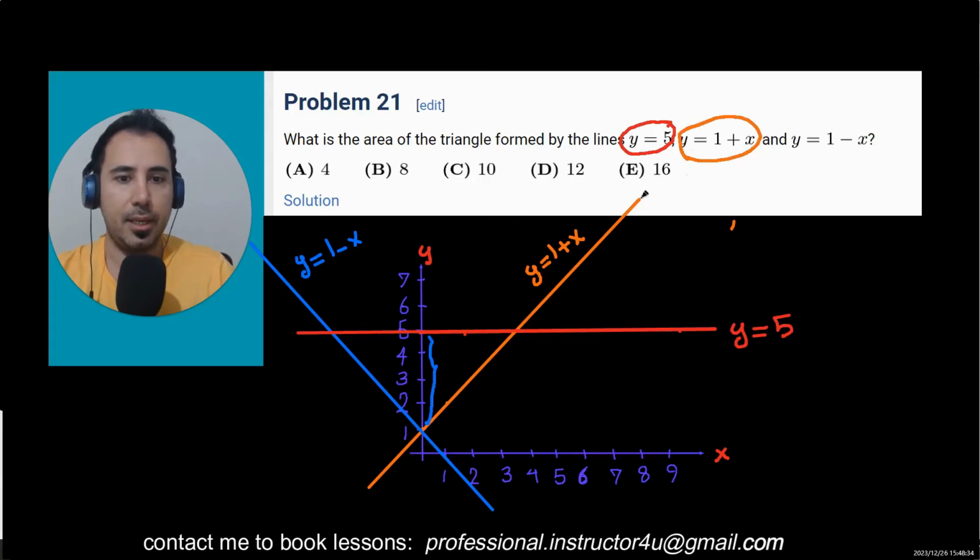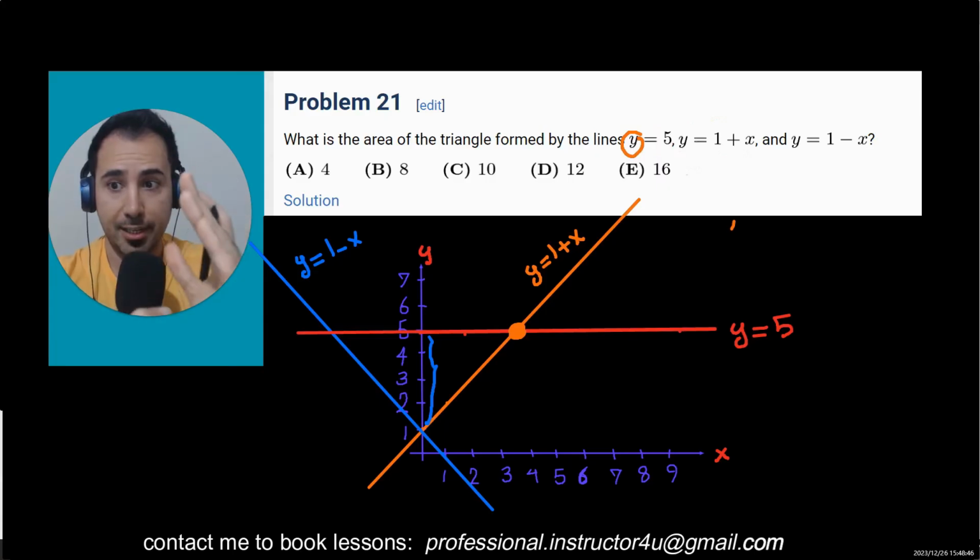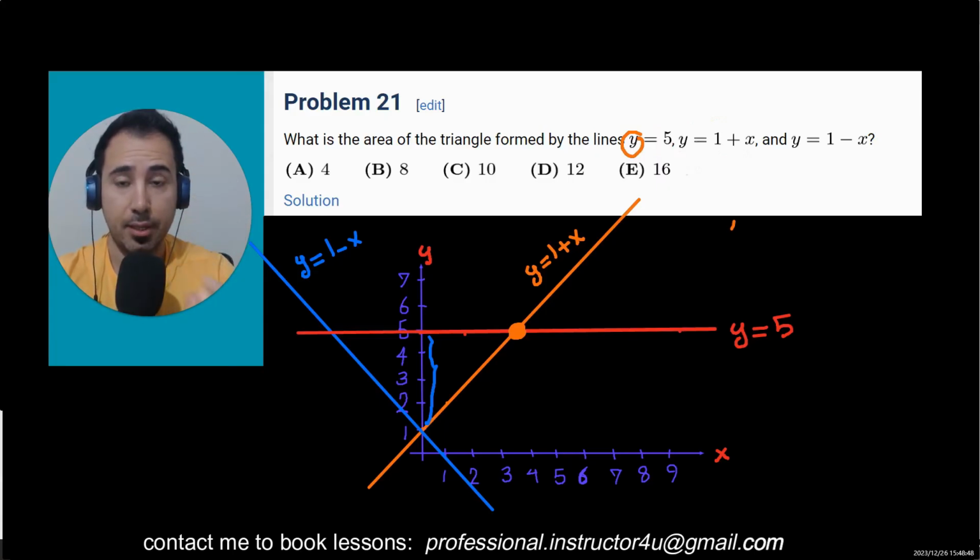Okay, the yellow and the red, it would be right over here. Let's find our first point. To do that, if they make the same point, the x value and the y value have to be the same. That's why they are intersecting. So this y should be the same as this y.